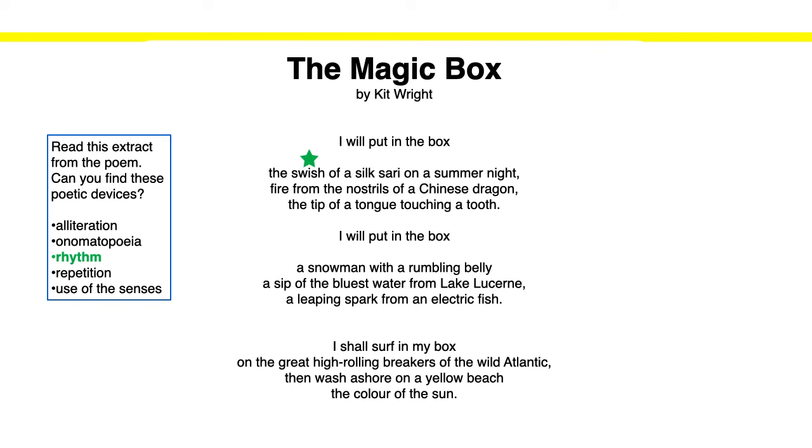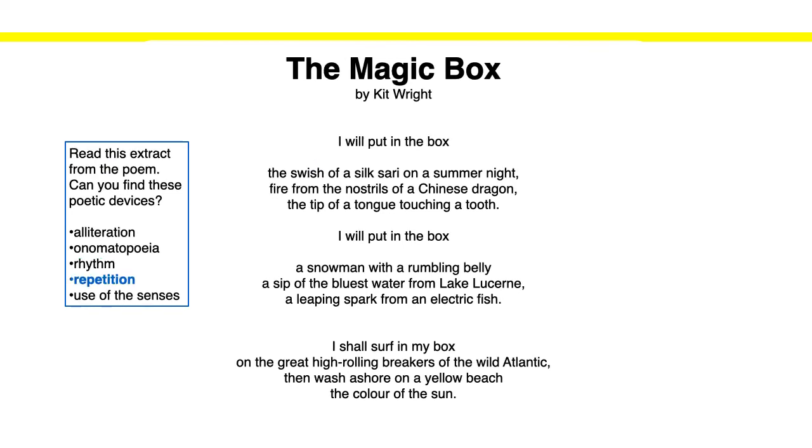The next thing we're going to be looking for in the poem is repetition. Now this is when words or phrases are repeated. Press play when you think you've spotted the repetition. Okay, fantastic. Yeah, the repetition here is I will put in the box. I will put in the box. Brilliant, well done.